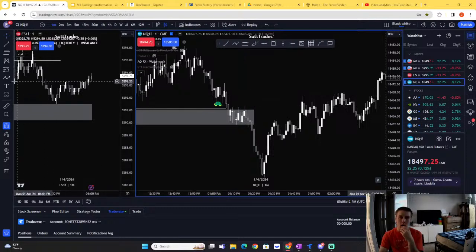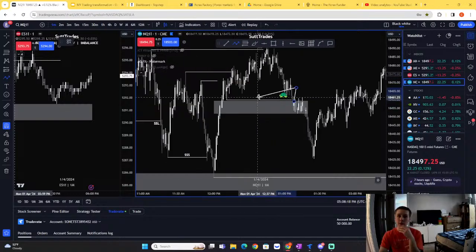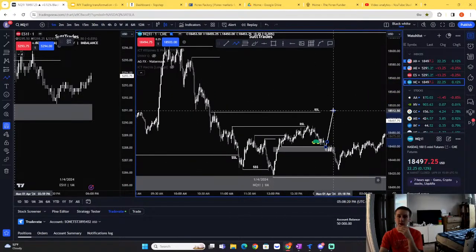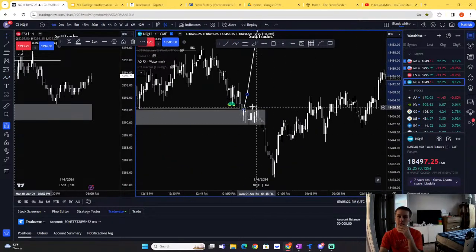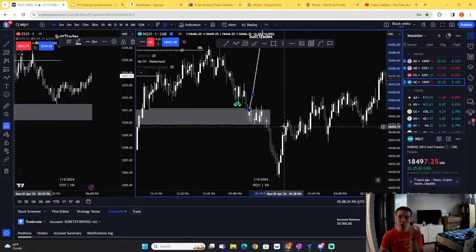I need to see displacement to take the turtle soup, especially where I'm at right now. Hey, maybe we get displacement up here. Okay, then that's when I can validate that this is a turtle soup. Notice how we never got that, so we end up selling off. So just me waiting for a displacement will fix this problem.